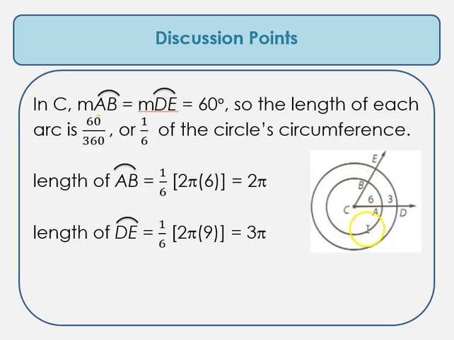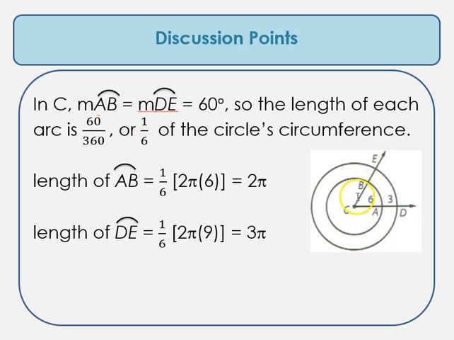So, using the same drawing, in circle C, the measure of arc AB equals the measure of arc DE, which equals 60 degrees. So this is what they're giving you, that angle is 60 degrees. So the length of each arc will be 60 divided by 360, or it's a portion of the whole circle. 60 divided by 360 reduces to 1/6.